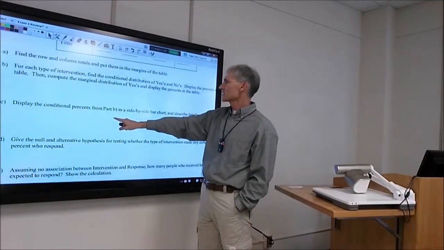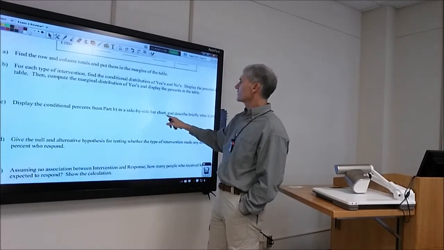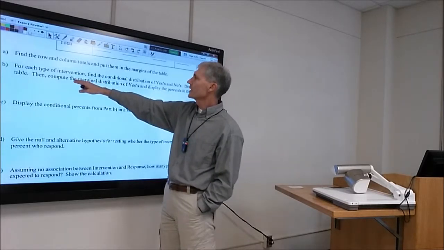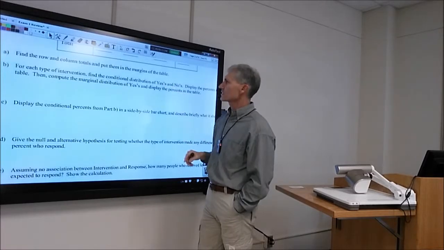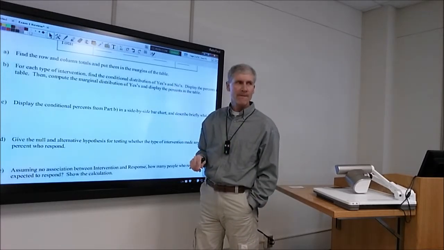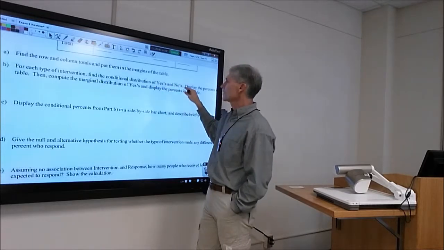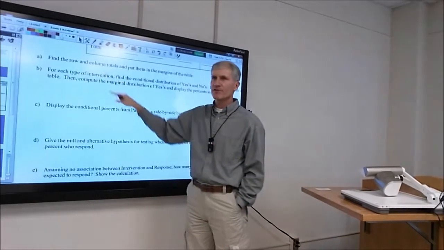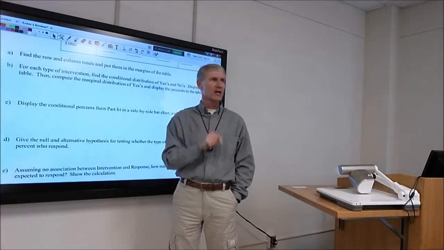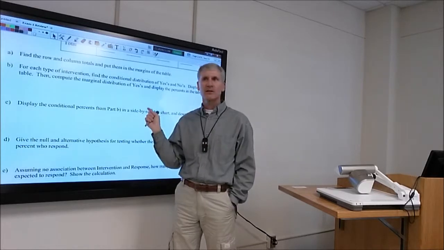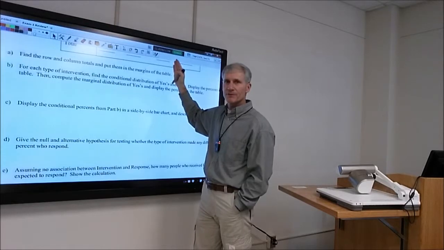It now says display conditional percents from part B. All right, we haven't done B, have we? For each type of intervention, find the conditional distributions of yeses and nos. Conditional distribution of yeses and nos for each type of intervention. If it's conditional, it's either a row percent or a column percent. Which is this? Column percent, because the interventions form the columns.